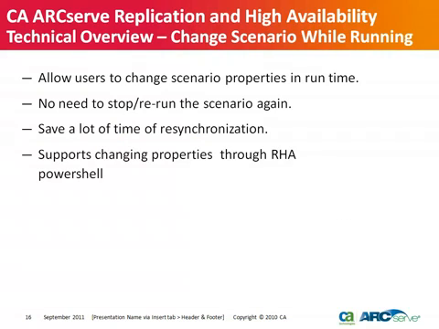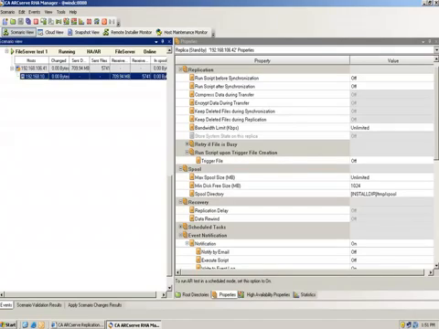ARCserve Replication and High Availability R16 now supports changing scenario properties of a running scenario, whereas prior releases required the scenario to be stopped before a change could be made to scenario properties, forcing users to schedule maintenance windows and deal with the potentially lengthy resynchronization. Users can edit most of the scenario, host, and high availability properties on any running scenario, like spool directory and limits, bandwidth, is alive timeout settings, and many more.